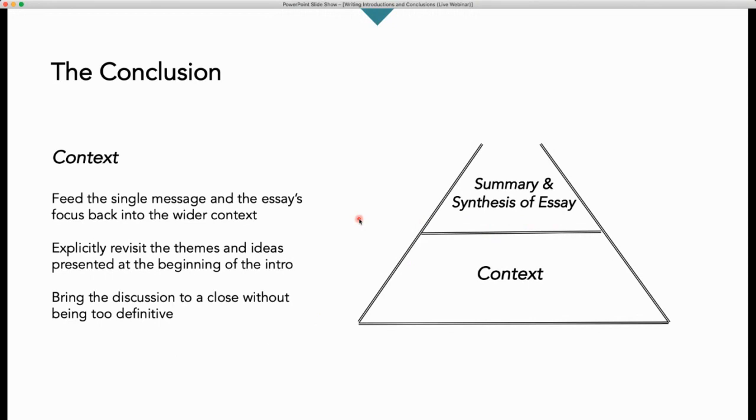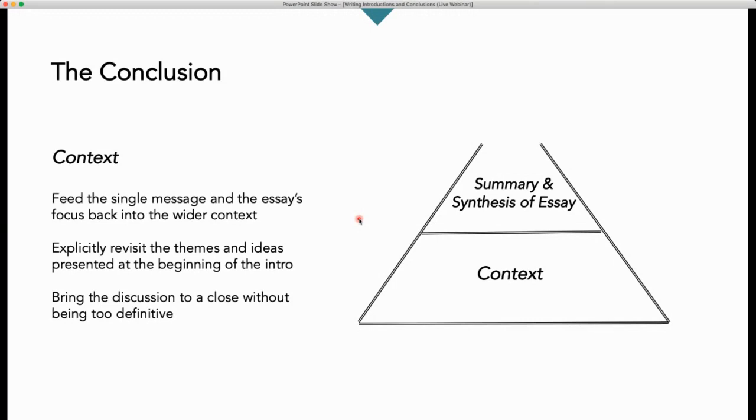The way to think of this is feeding that single message and the essay's focus back into the wider context. One of the ways that you can do this, and a very clever way, is to think of it as though you're going all the way back to the beginning and revisiting the themes and ideas that you presented right at the beginning of the intro, in the first 2, 3, 4 sentences, and try and explicitly revisit those themes again and position the focus of your essay and what you've found and observed and encountered into that wider context.